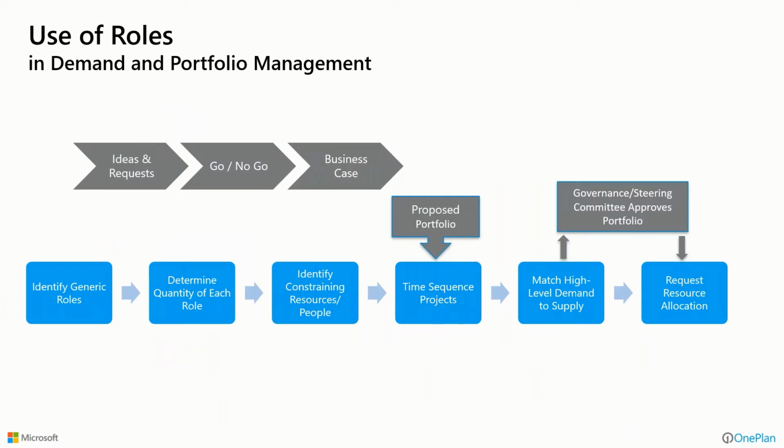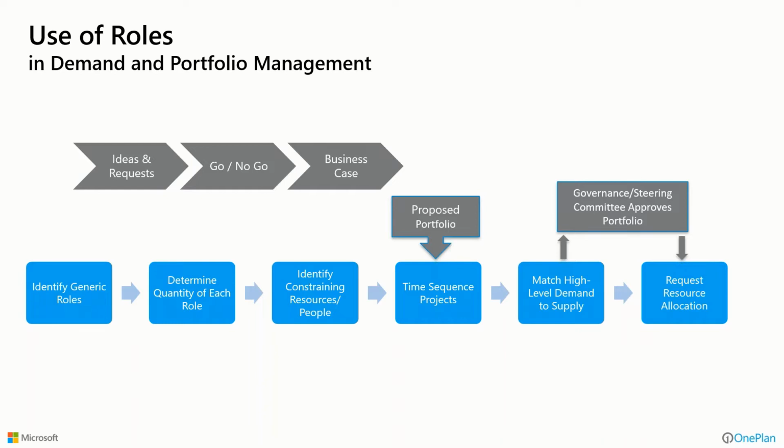Now, the resource management process isn't independent. It intersects with the portfolio management process. If you look at the sequence in the blue boxes down below, it talks about a resource process where you identify generic roles and determine how much of a quantity of each role, identify constraining resources and people that you might have. And then the next one actually intersects with the top in the gray, which is a portfolio management process where ideas and requests come in.